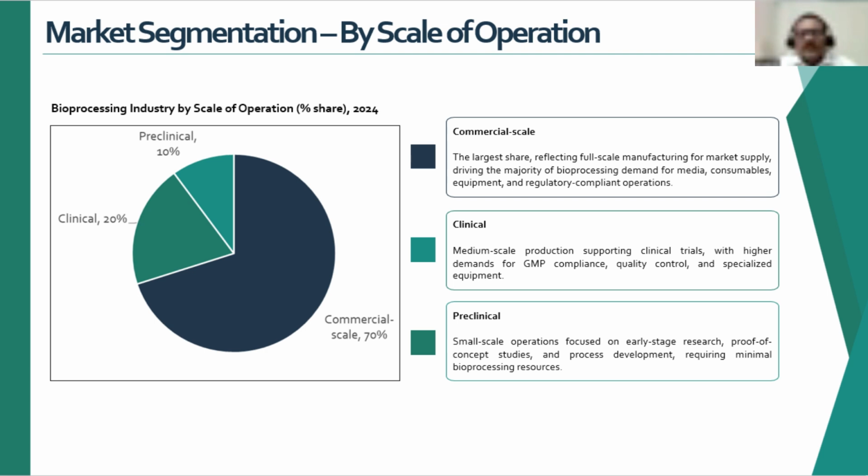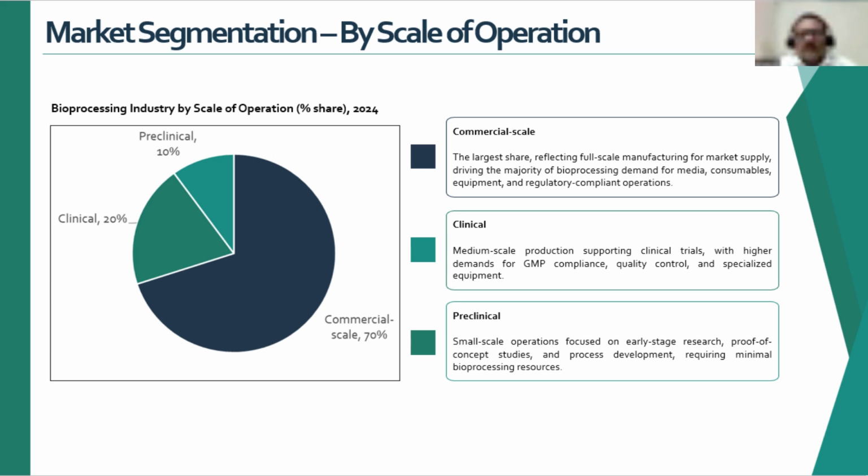If you try to understand the demand for bioprocessing technologies across the phases of drug development, commercial scale constitutes more than 70% because of the production in large volumes and complying with regulations, which needs more equipment and consumables to produce such a high scale of the drug product.